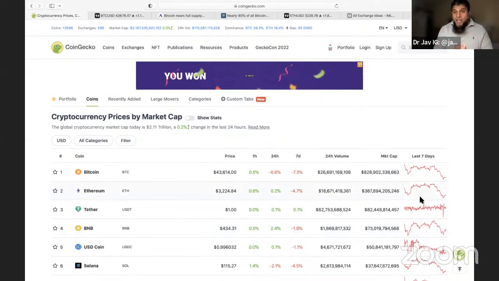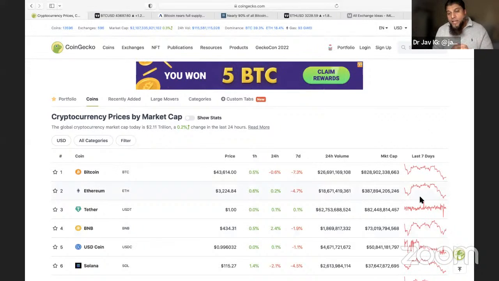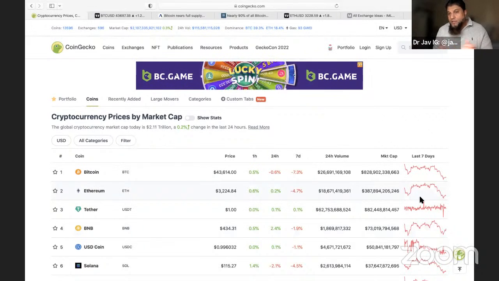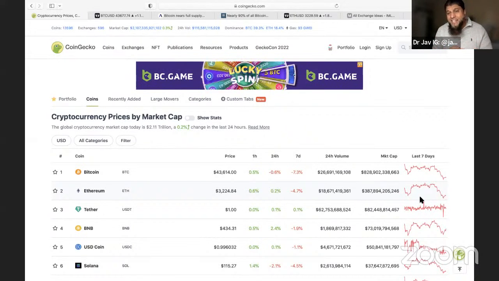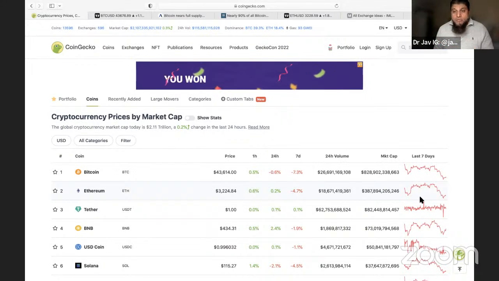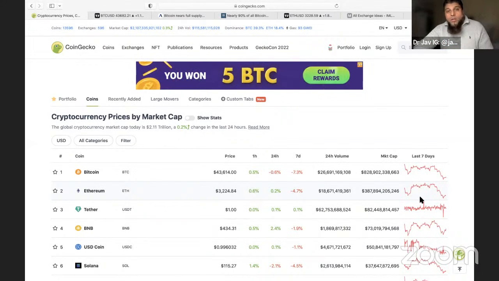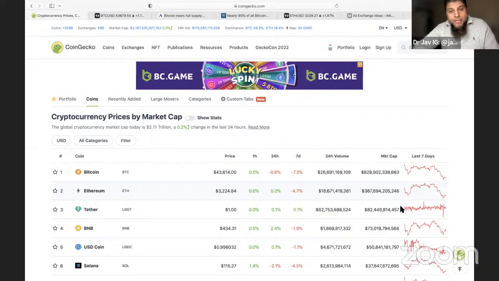And great news is that you don't have to have $43,000 to start off with. Even if you have $10, $100, whatever your budget, you can trade cryptocurrencies. And Bitcoin is the largest crypto asset in the marketplace out of, in fact, 18,000 plus cryptocurrencies. Now, CoinGecko, which you can see here, shows around 13,000 cryptocurrencies.